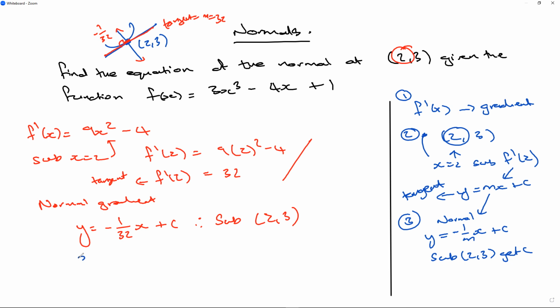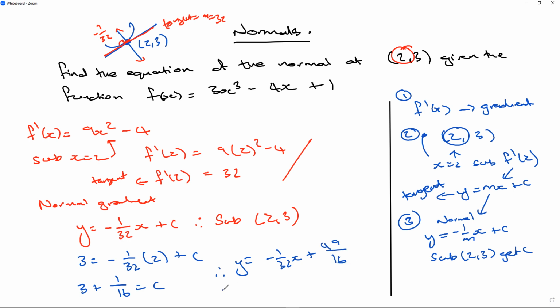After substituting (2, 3), we can get c in there. So we get 3 = −1/32 × 2 + c. That becomes 3 + 1/16 = c. And 16 times 3 is 48, plus 1 is 49 over 16. So therefore, y = −1/32 x + 49/16. And that's the equation of the normal.